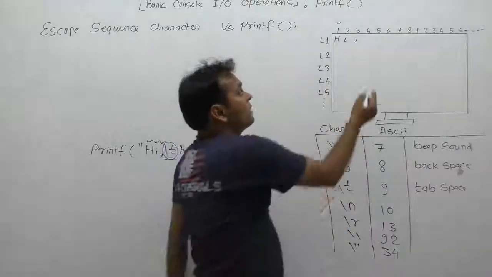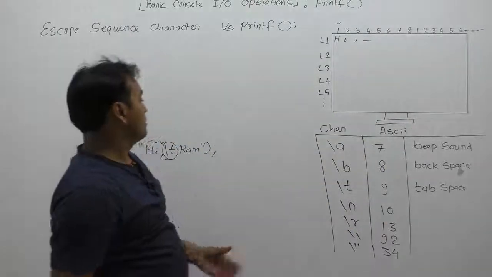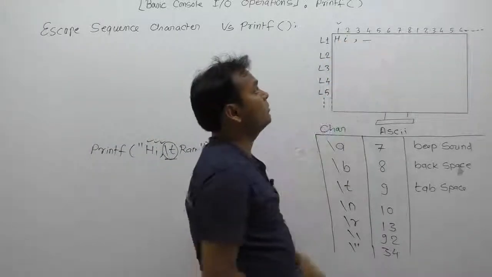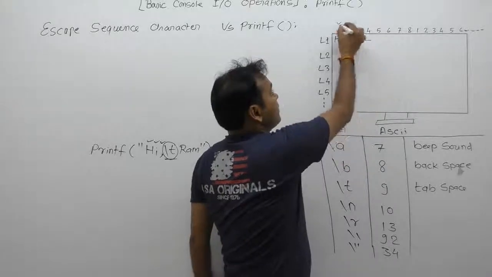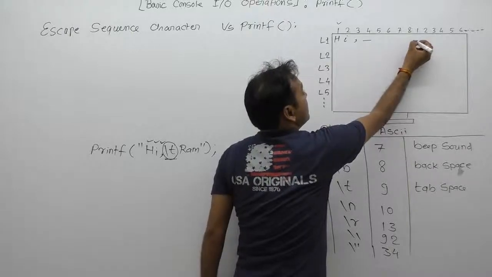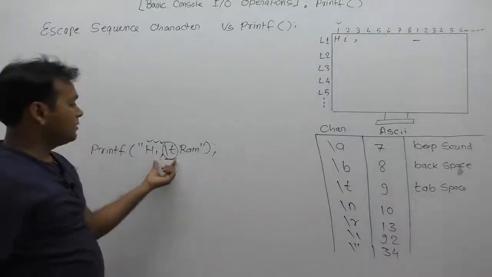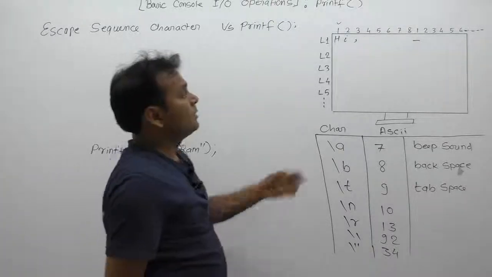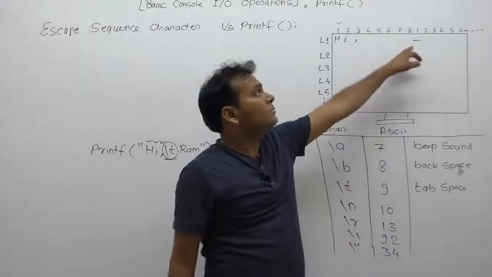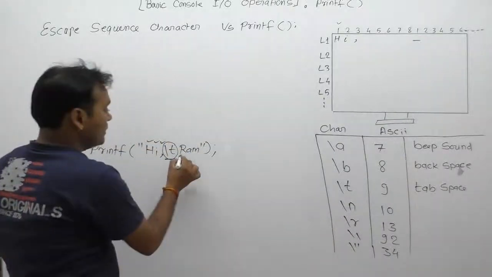As we know, after displaying the comma, the current position of the cursor is the 4th position, but the position is counted from the beginning of the current multiple of 8. In that case, counting 1, 2, 3, 4, 5, 6, 7, 8, the cursor is shifted to the 8th position. Whenever slash T is executed, the cursor will be shown in the 9th position, after the 8th position. Next one, again we are displaying R.